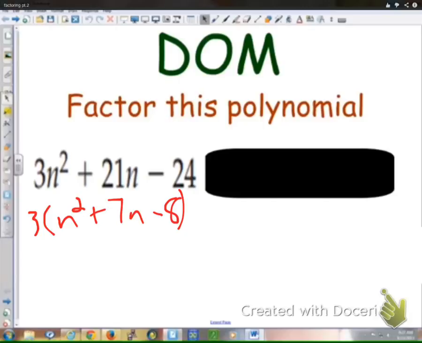A quadratic is anything that starts with an n squared and has 3 terms. Do I have a quadratic? Yes, n squared, 3 terms. So now, I need to try to find 2 numbers that multiply to get this number and add to get this number. Now remember the keys from last week.